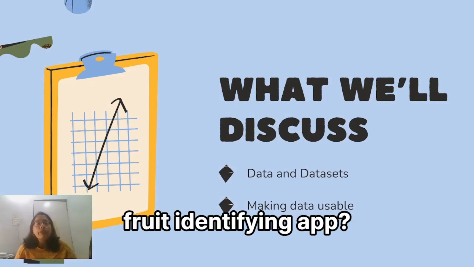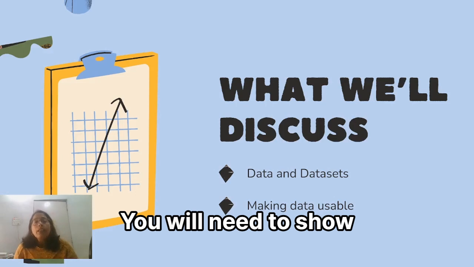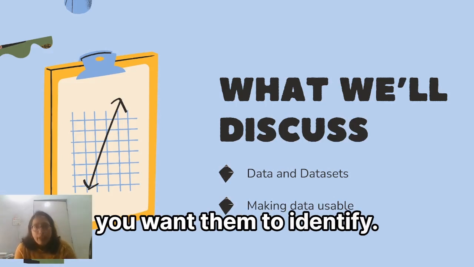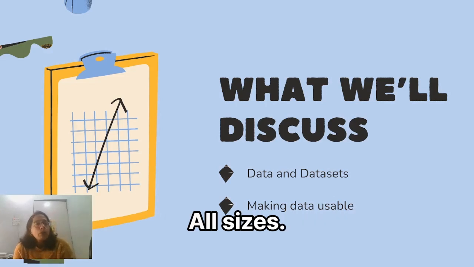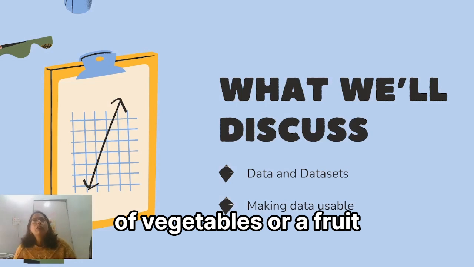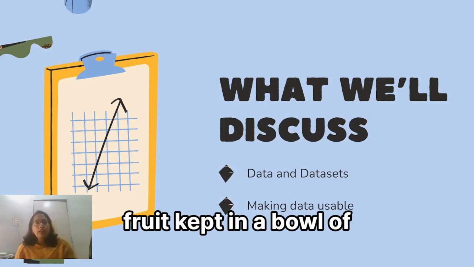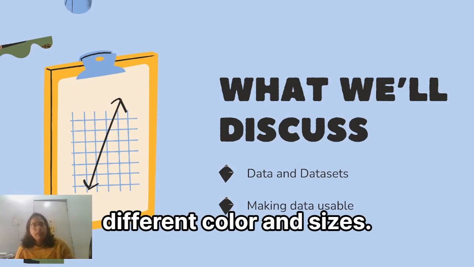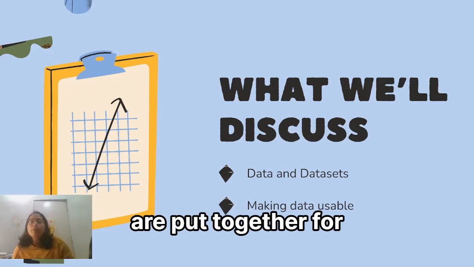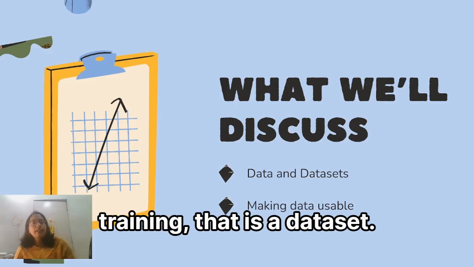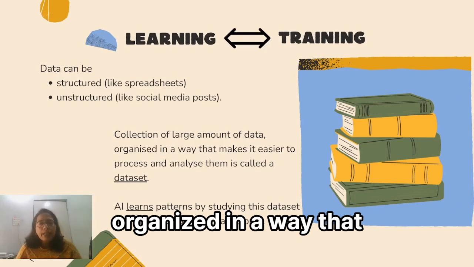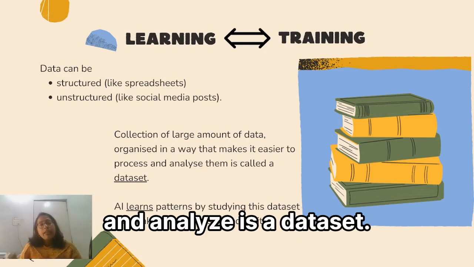So how will you train a fruit identifying app? You will need to show them lots of images of all the types of fruits that you want them to identify from all the angles, all sizes, in all sorts of environments. One fruit among a group of vegetables, or a fruit kept in a bucket, a fruit kept in a bowl of different colors and sizes. Each image is the data that is required, and when all these images are put together for training, that is a data set. A collection of a large amount of data which is organized in a way that makes it easier to process and analyze is a data set.